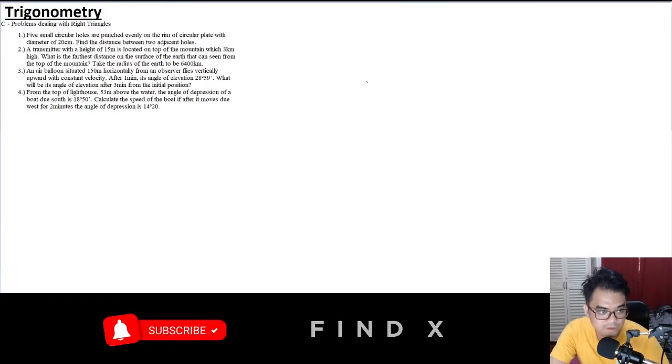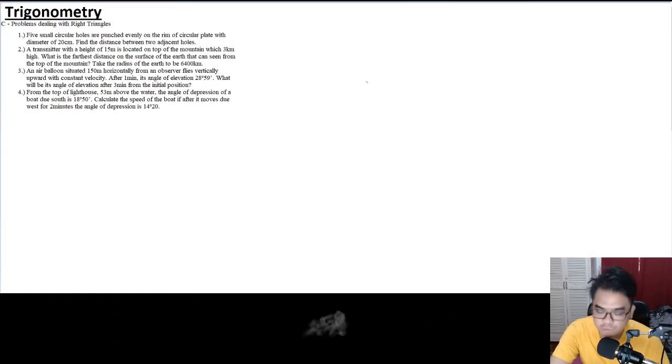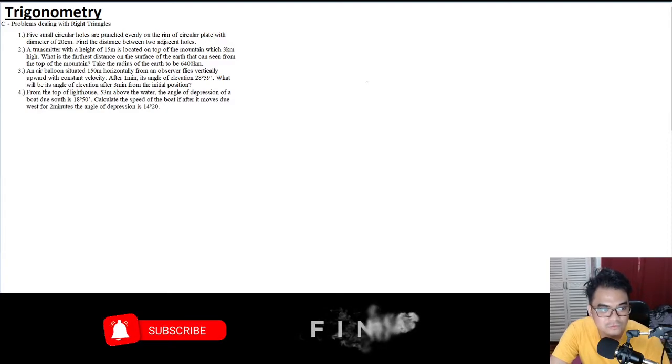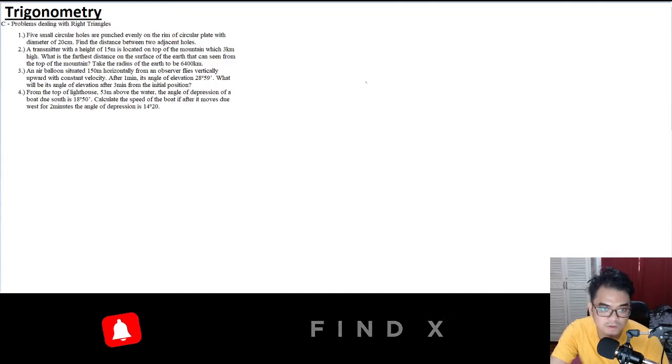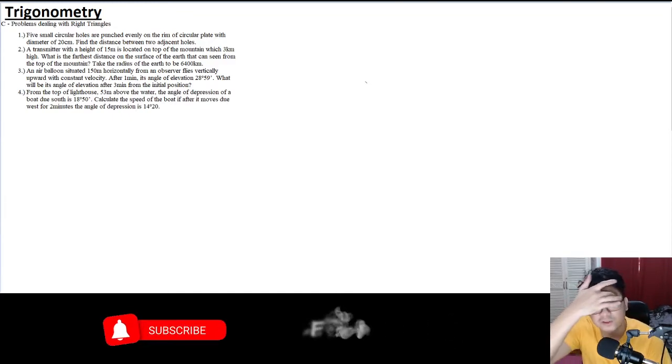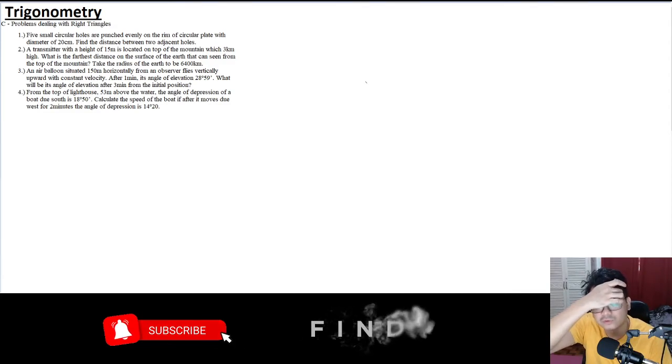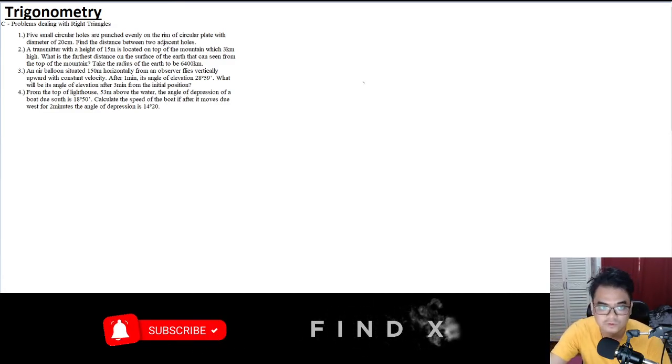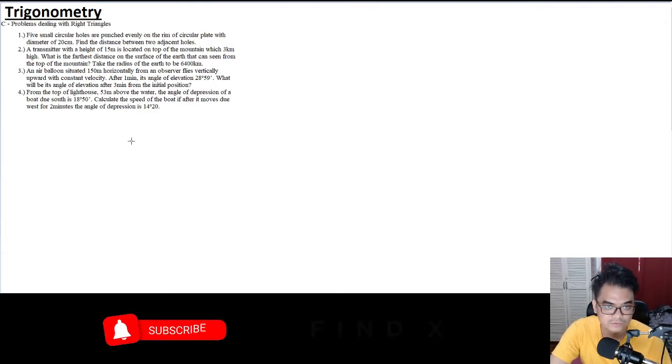Okay, so we got our next topic, which is problems dealing with right triangles. For number one, we have five small circular holes punched evenly on the rim of a circular plate with diameter of 20 centimeters. Find the distance between two adjacent holes. So this is what it looks like. So this is the figure.